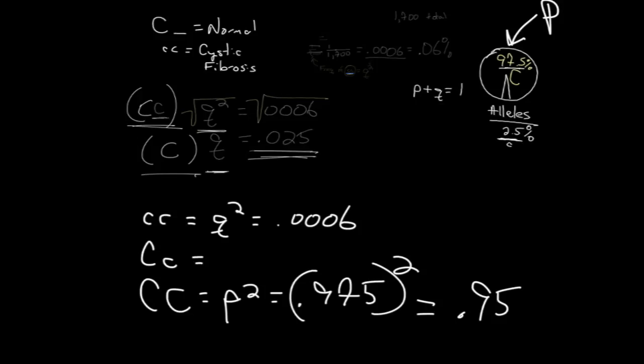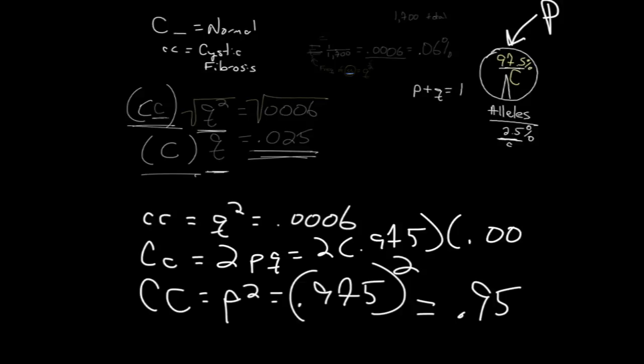Now, what are we going to do with this one? See the heterozygote. What's the formula for the heterozygote? 2pq, which equals 2 times 0.975 times 0.0006. Anytime you multiply decimals, they're going to get smaller, so you don't freak out.